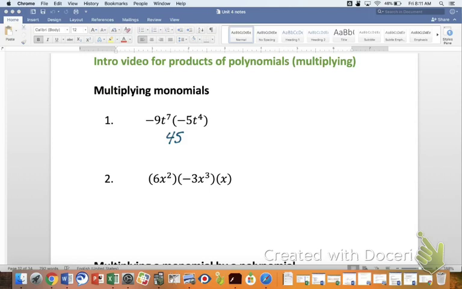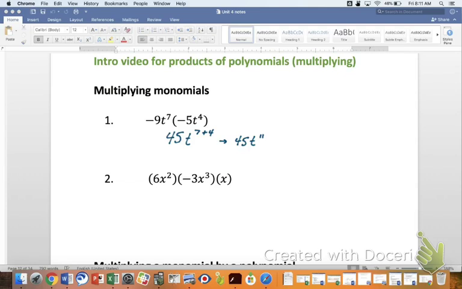I want to let you know we're going to go very deep with this when we get to our next unit. But for now, I want you to remember that if you are multiplying two bases together, like t to the 7th and t to the 4th, the way that you simplify it is you add the exponents up. So like I said, we'll get into the reasons for that as we get into our next unit. But for now, I hope you can remember that. Of course, 7 plus 4 is 11, so this would be 45t to the 11th.